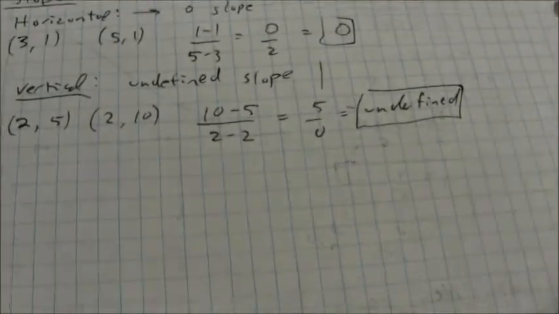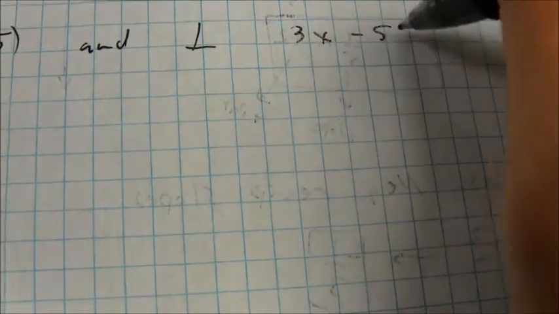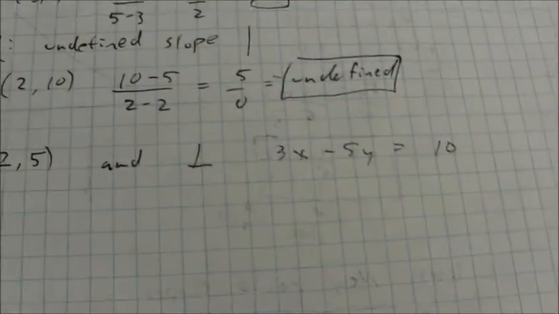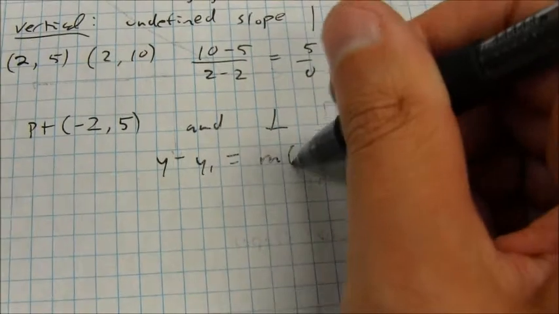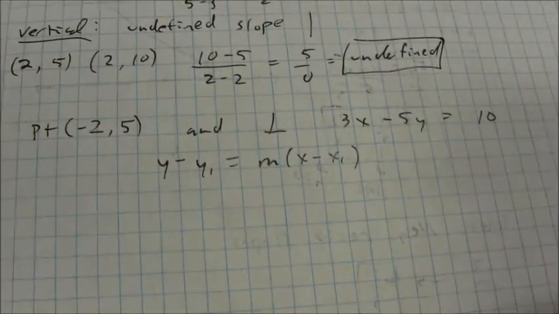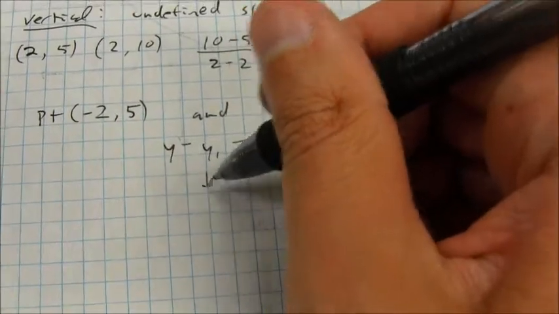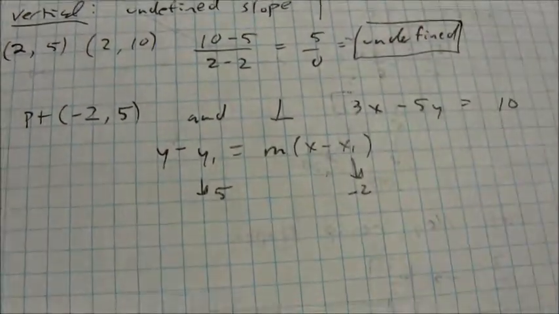I could describe various types of things and ask you to write the equation of a line. For example, I could ask you to write the equation of a line passing through the point -2, 5, and perpendicular to the line 3x minus 5y equals 10. Something like that. And same kind of thing. You can use point-slope form. And I need a point. Well, I've got a point. My y value there is going to be 5. My x value is going to be -2, so that's really easy. Only thing I need to do is find the slope.